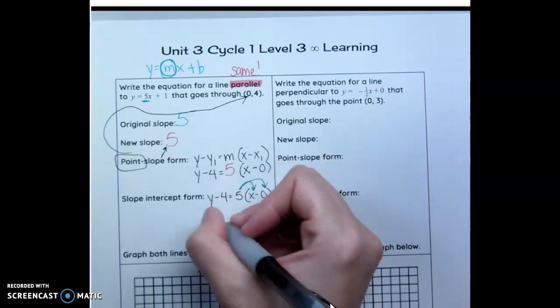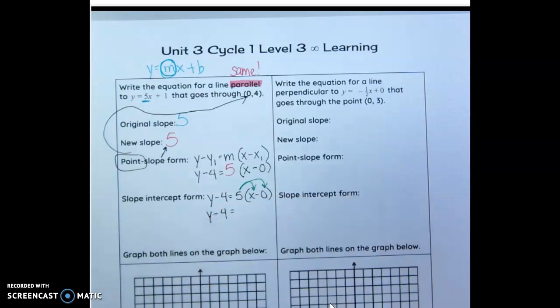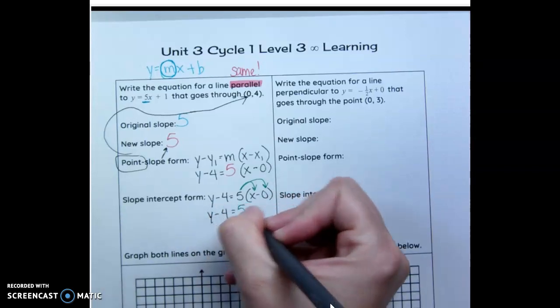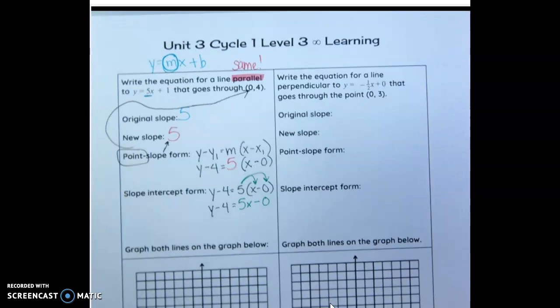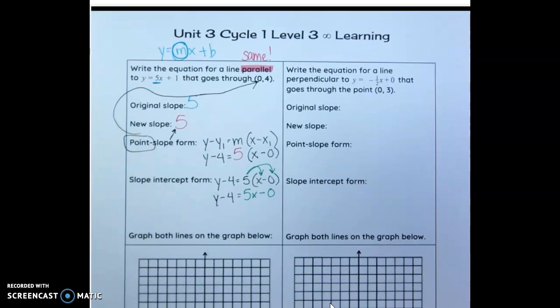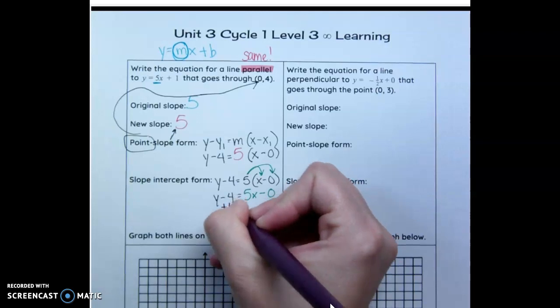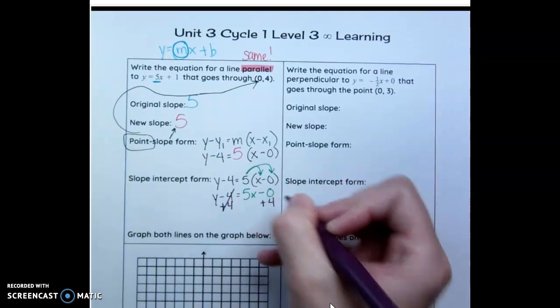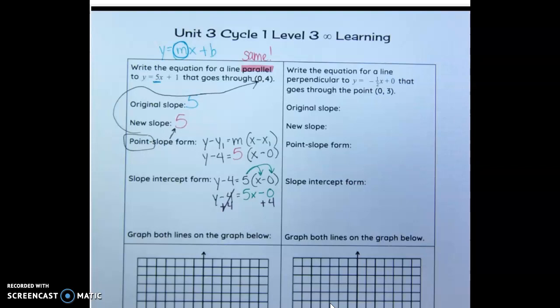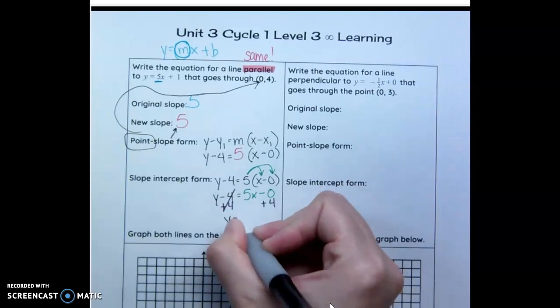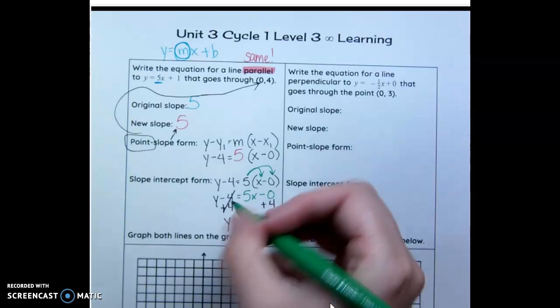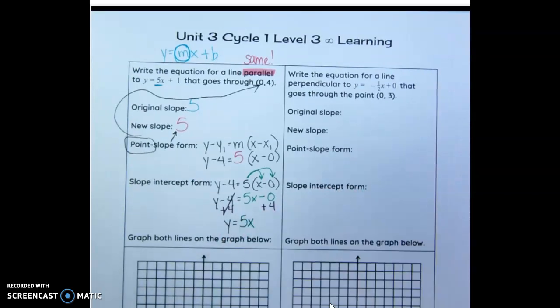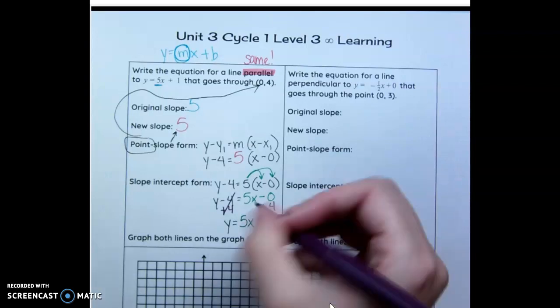So now it's y minus 4 equals 5x minus 0. But we're not done yet because we need y all by itself. So I'm going to add 4 to both sides. That cancels out. You have to do the opposite. So now I have y equals 5x plus 4.